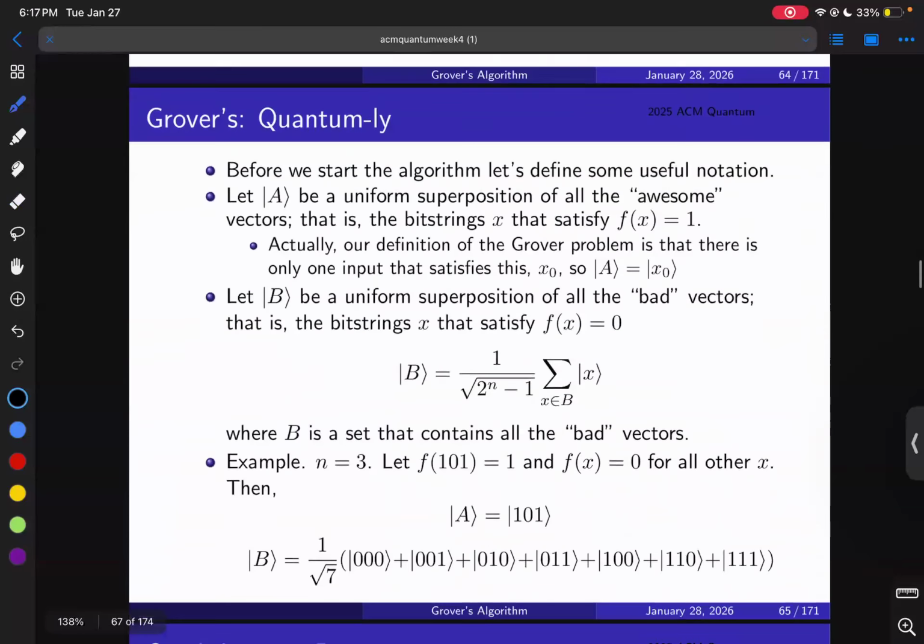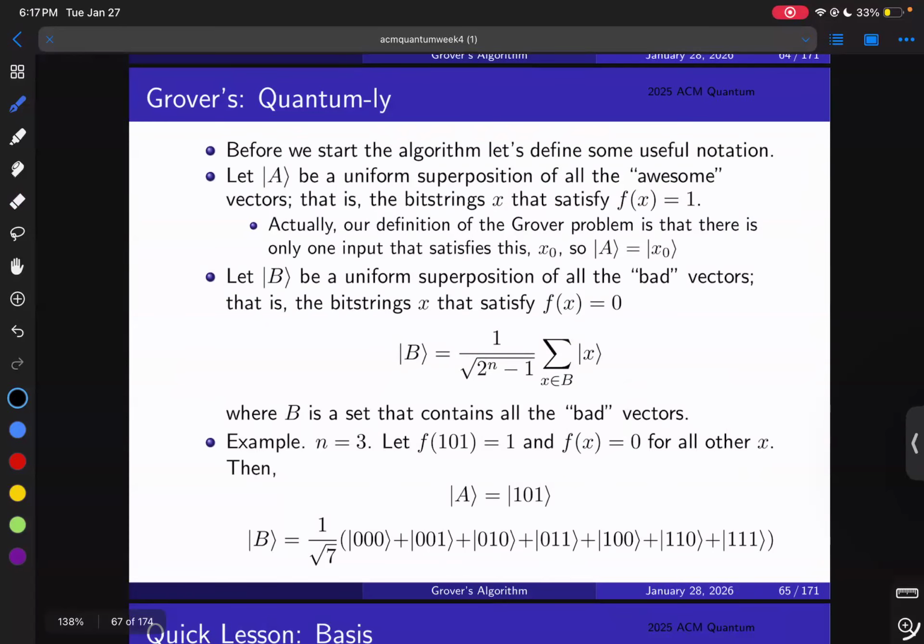I think I give an example here. So if n equals 3 and if f of 101 is 1 and f of x equals 0 for the rest of the inputs, then A is ket 101. And then B is this uniform superposition of the other 7 inputs. This 1 over root 2 to the n minus 1 becomes 1 over root 7, so that each string has an equal probability of being measured. Any questions on the notation?